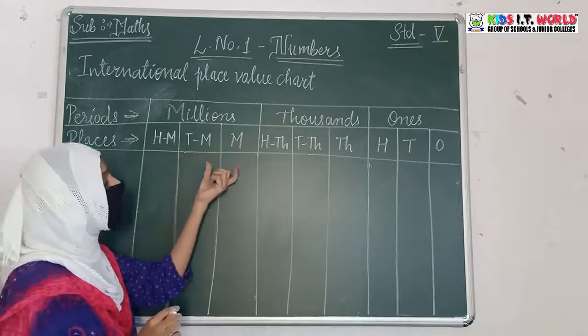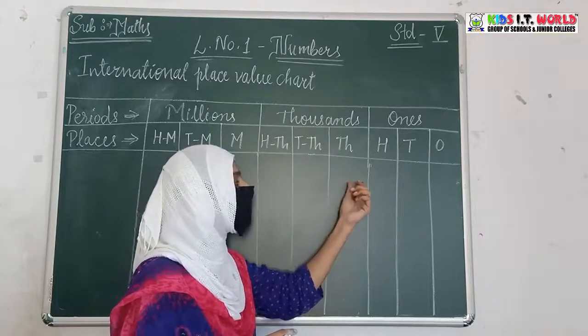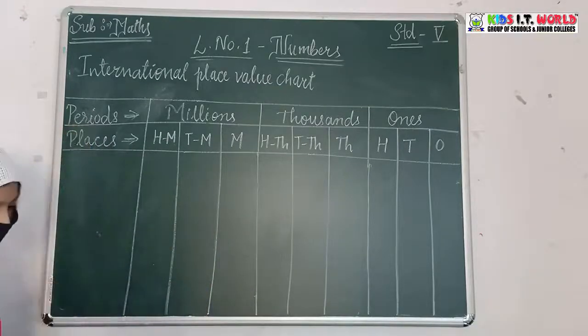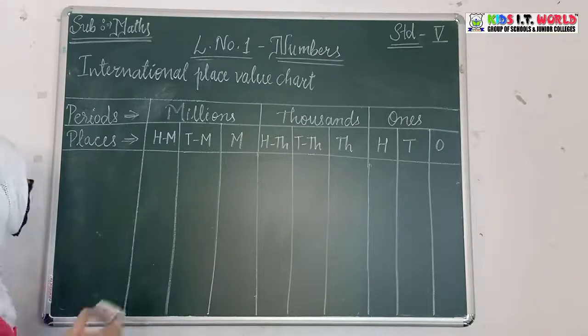Here after every 3 digits, one period is over. Again after 3 digits, one period is over. So after every 3 digits you have to put a comma. So we will first see some examples from the exercise.